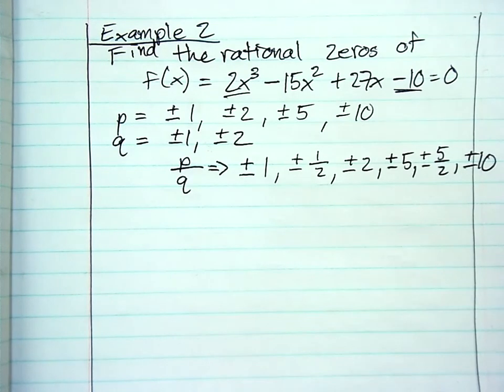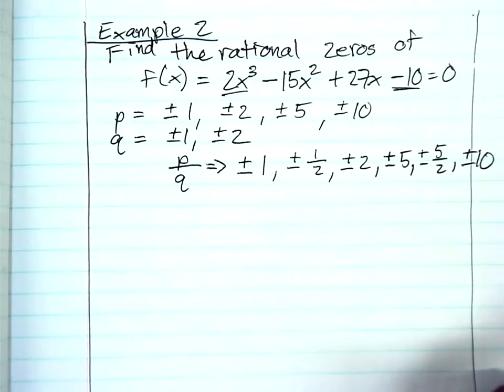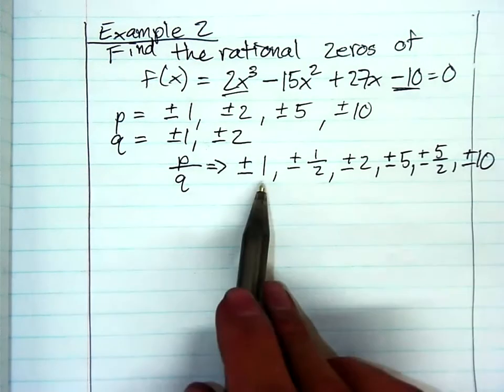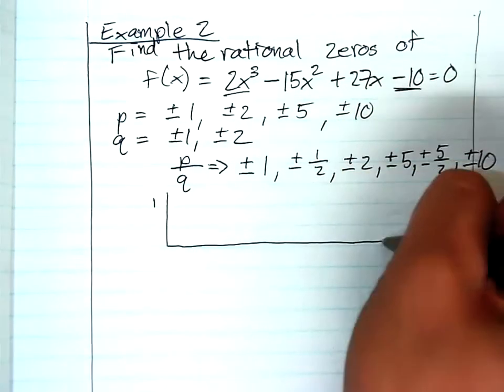That seems really intimidating, and to be honest, a lot of problems might actually turn out this way. At this point, because we've already narrowed it down to this selection, we do have to test out until we end up with potential factors. Okay? So I'm going to go ahead and just test out 1 using synthetic division.